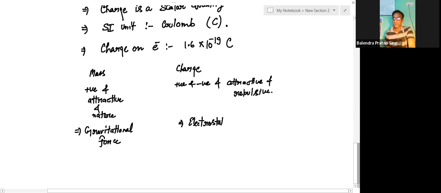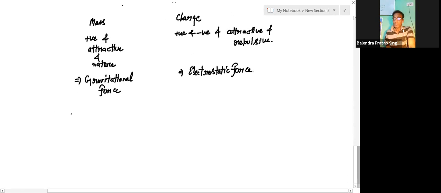Electrostatic force. Okay, and another important point: when you take a mass, and if that mass is moving very fast, meaning its velocity is very high, close to the speed of light, then the mass varies.